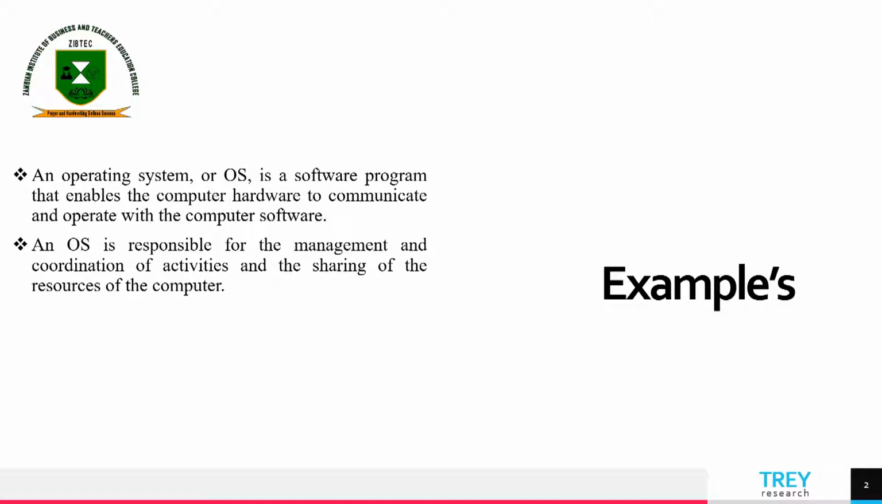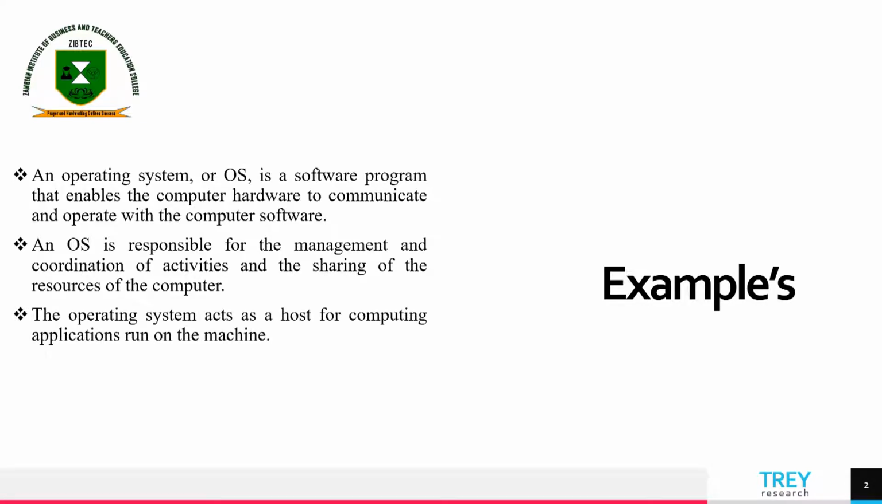So the resources that some of the computers share, for example, if maybe 10 computers are connected to one network, they're able to access one server and able to print different files using one printer. Then the last one, you can say the operating system acts as a host for computing applications that are run on the machine, which is the computer.